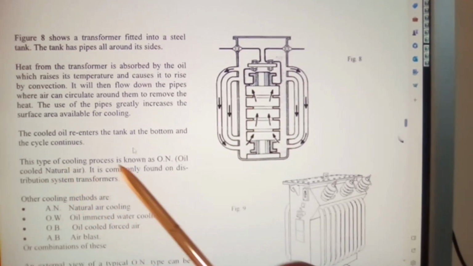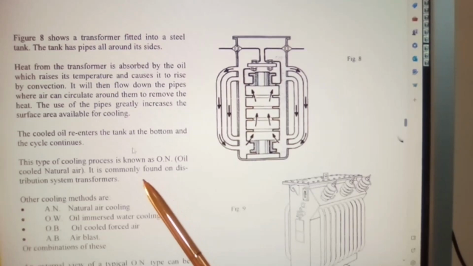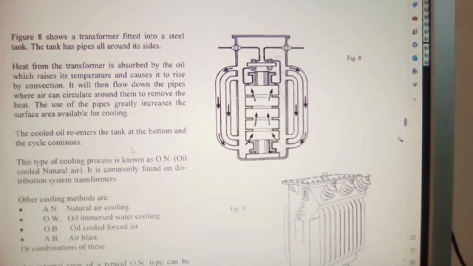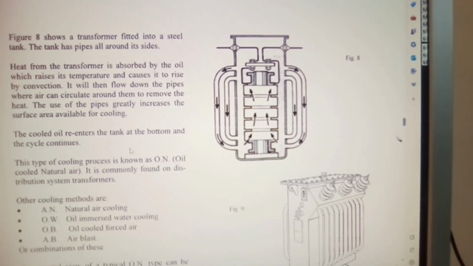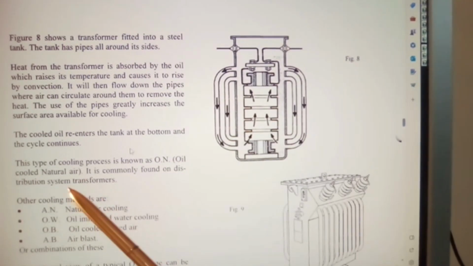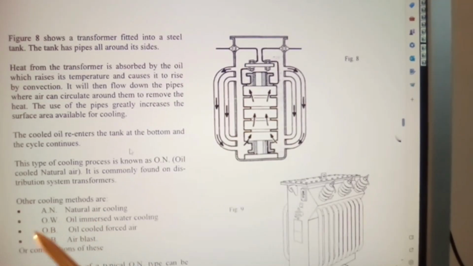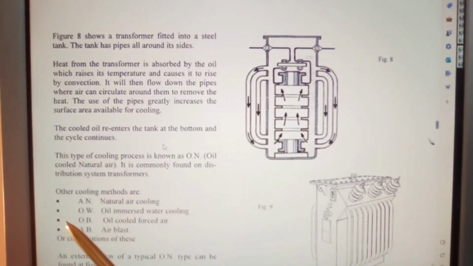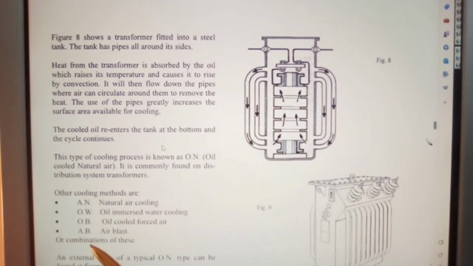This type of cooling process is known as ON, oil cooled natural air. It is commonly found on distribution system transformers. Other cooling methods are AN, natural air cooling, OW, oil immersed water cooling, OB, oil cooled forced air, AB, air blast, or a combination of these.